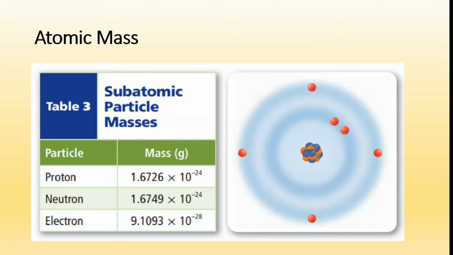The nucleus, atomic mass. The nucleus contains almost all of the atom's mass because protons and neutrons are far more massive than electrons. The mass of a proton is roughly the same as the neutron. As you can see here in the graph, it's 1.67 times 10 to the negative 24 grams. The mass of each is more than 1,800 times greater than the mass of the electron. The electron's mass is so small that it can be ignored when evaluating the mass of an atom.